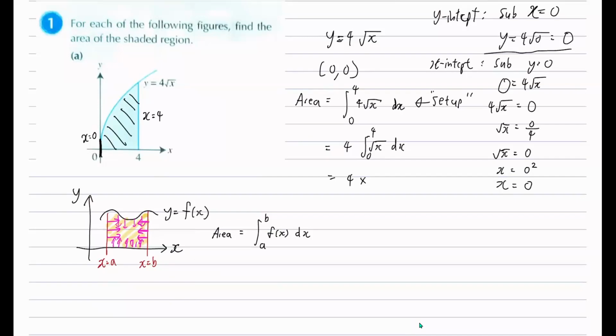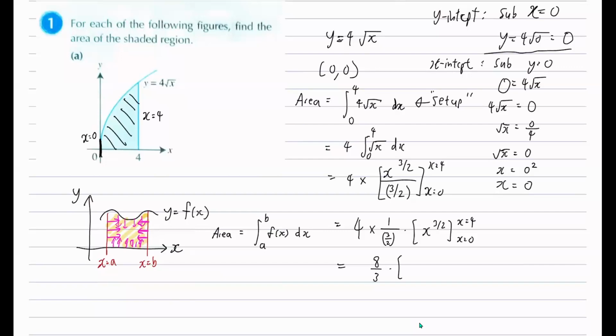Square root x is just x power half, so half plus 1 is 3 over 2. Add 1, you get 3 over 2, then divide by 3 over 2. Square bracket, x equals 0, x equals 4. So this becomes 4 times, I can actually factor out the 1 over 3 over 2. Then sub in. Simplifying this on a calculator, you get 8 over 3, multiplied by square bracket, sub in x equals 4. So 4 power 3 over 2 minus 0 power 3 over 2. Can you calculate 4 power 3 over 2 without a calculator?